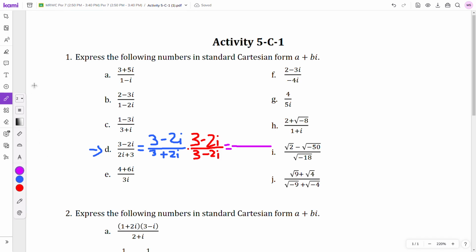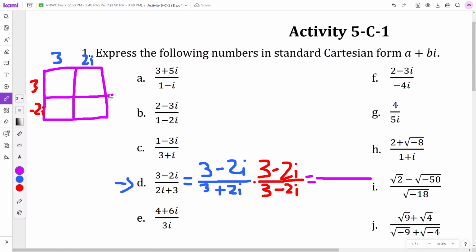And we're going to start with the denominator. I want to show you what happens with the denominator. All right, so we have 3 plus 2i times 3 minus 2i. I'm going to zoom in. Then this becomes 9. This becomes 6i. This is minus 6i. And this is minus 4i squared.